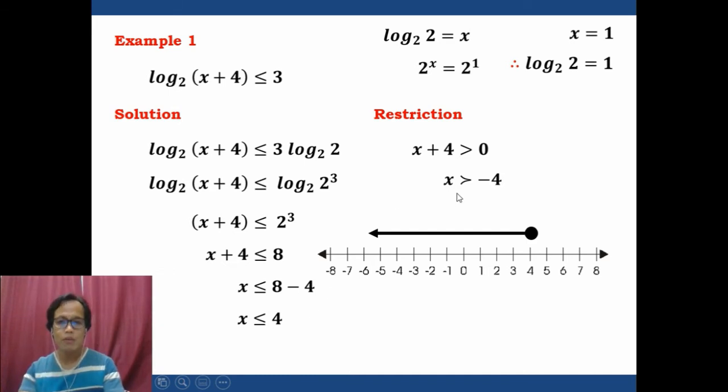Now for the second inequality, which is x is greater than negative 4. So we locate our negative 4 in the number line. For example, this is our negative 4. And because this is greater than, we will use a hollow dot, or a not shaded point. Meaning this is a hollow dot. This means that negative 4 is not part of the solution set for this inequality. Okay? So our arrow goes to positive infinity.